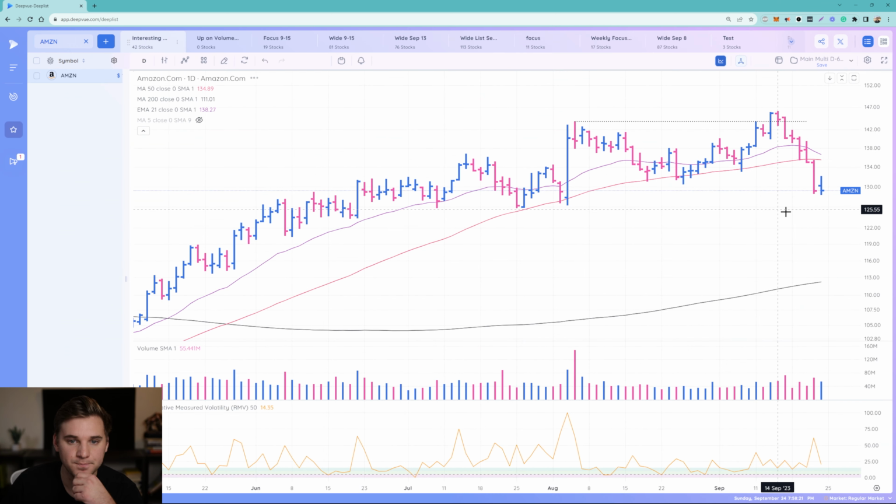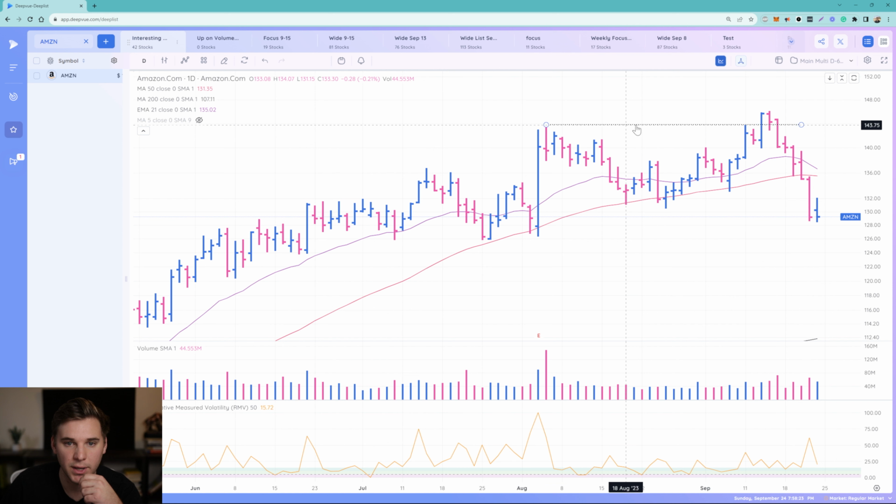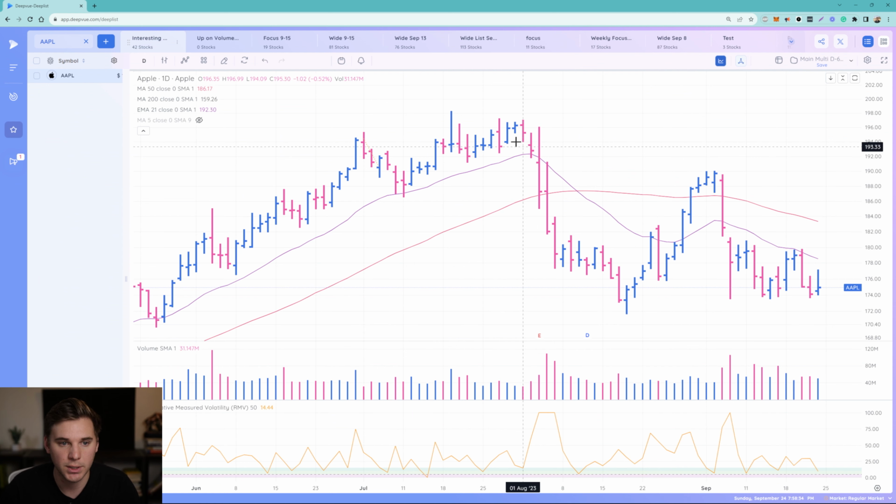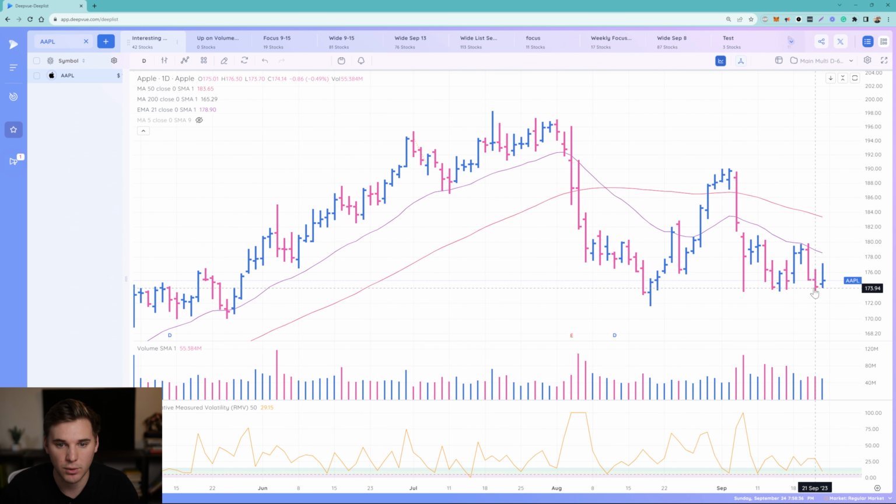Bring up Amazon. This is also negative. We had a failed breakout, which has been down most of the last few days. Again, last week, pretty much closing at lows. Let's bring up Apple. This is also just forming out a base. We're at a key level. So this is pretty weak here.